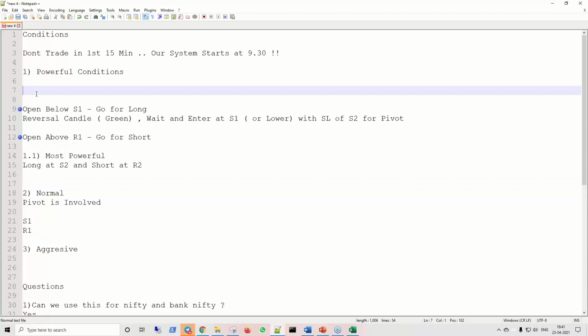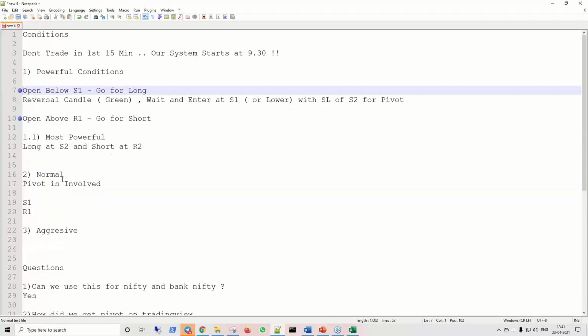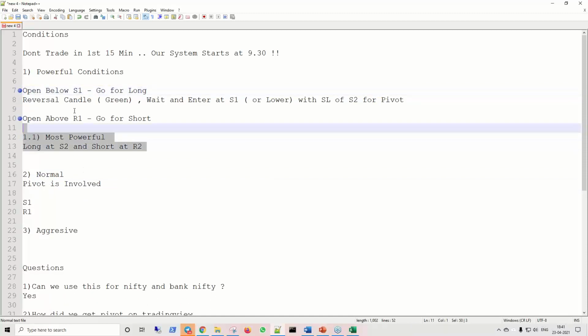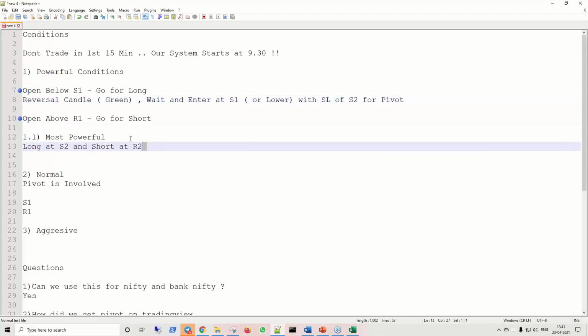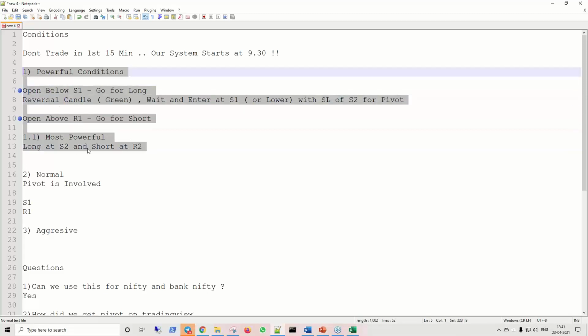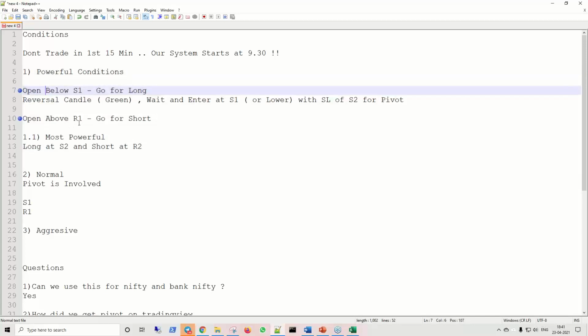Normal conditions in general, I won't recommend you to take the trade if you are a fresher. So initially play only with these conditions. Whenever the open is below S1, you can try to go long at S1 or S2 based on the reversal candle. This is the summary in simple words. Whenever the open is above R1, we are going to go short at R1 or R2, and R2 is always powerful. Whenever open is below S1, we go long at S1 or S2 based on the reversal candle, and S2 is very, very powerful.